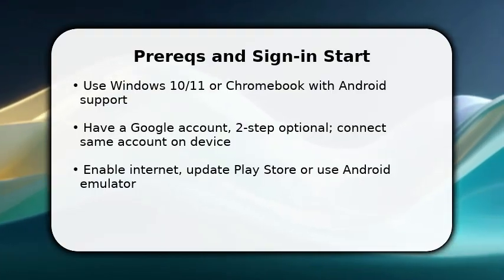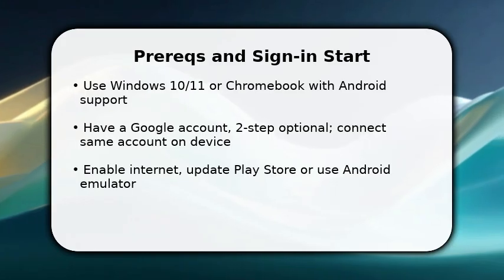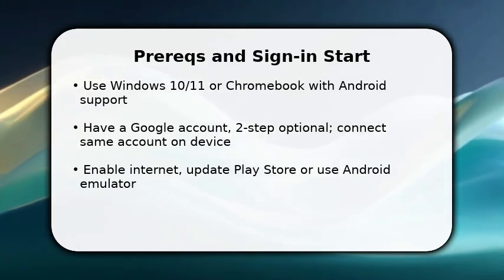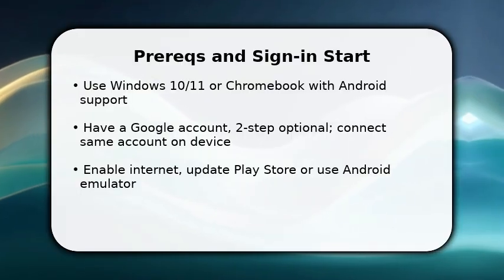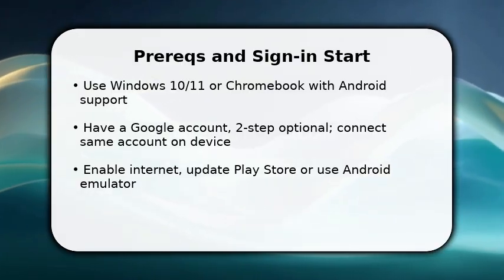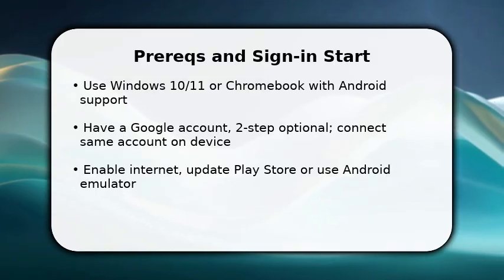You begin by confirming prerequisites: a supported PC environment and a Google account signed in. Open the Play Store on your PC or launch an Android emulator. This is how the device presents itself to Google.